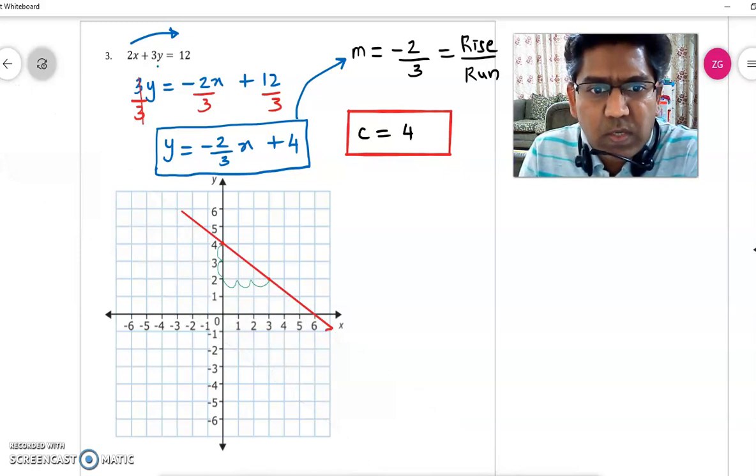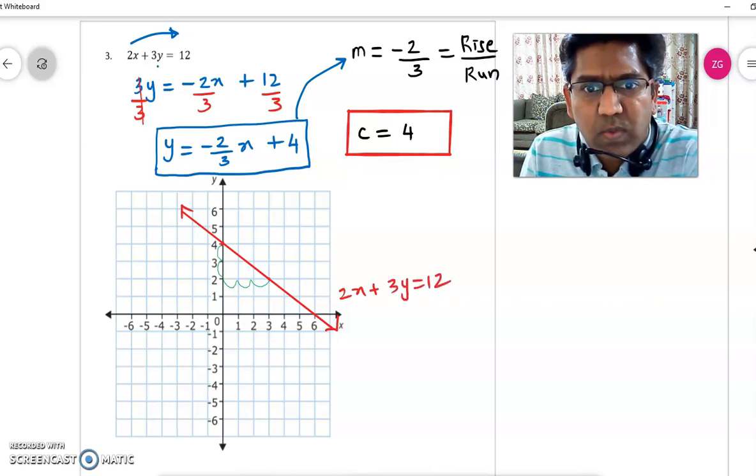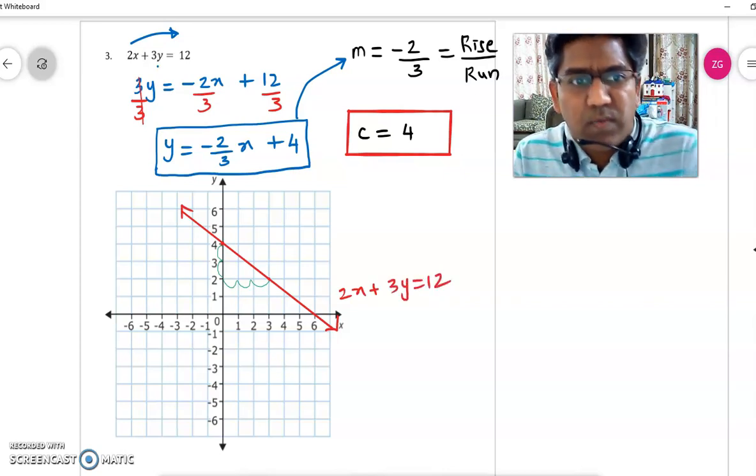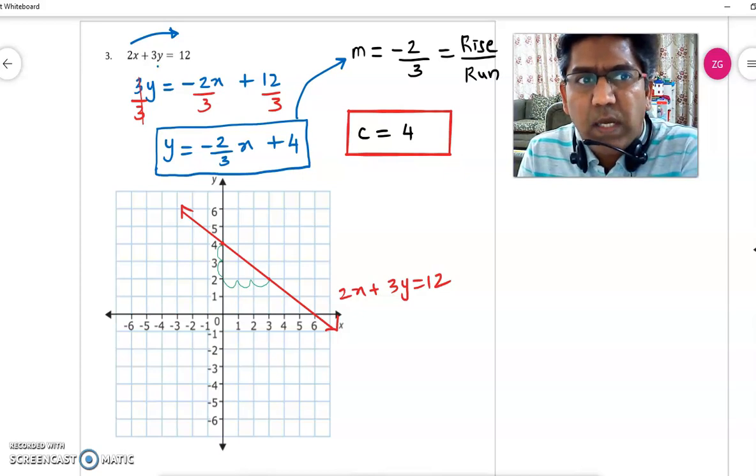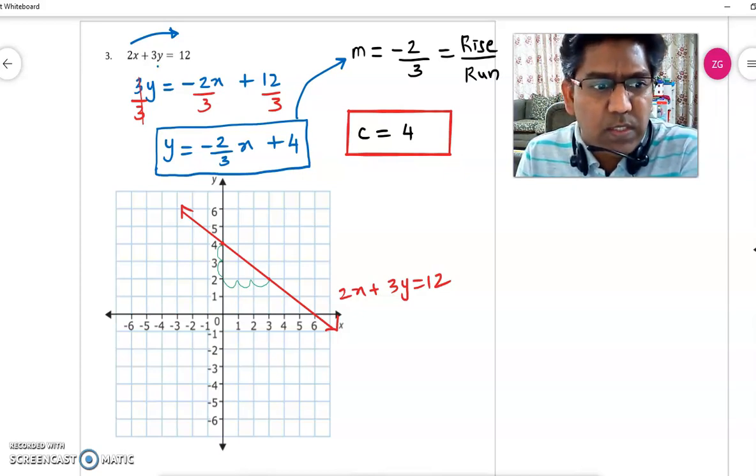Now, the graph of the equation is 2x plus 3y equal to 12. So we have drawn the graph. Now we will do one more way. Whenever you have such questions, instead of using rise over run, some questions are easy when we use intercepts. So I'll erase all this and we'll do using the intercepts.